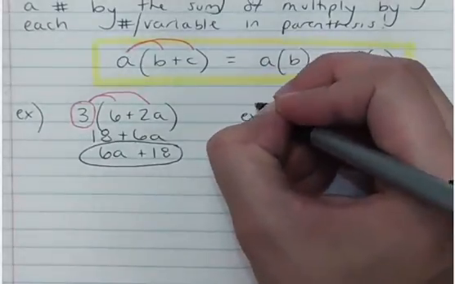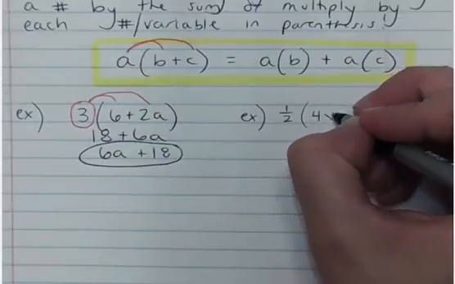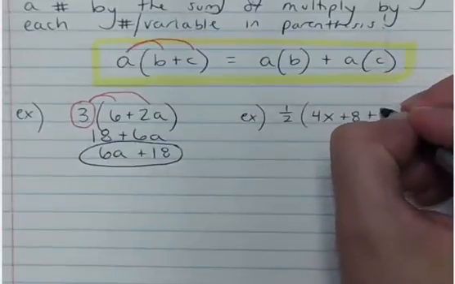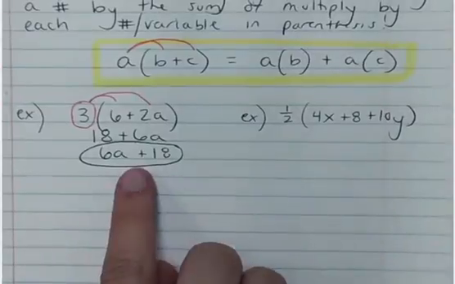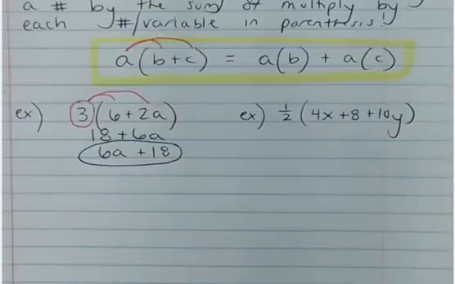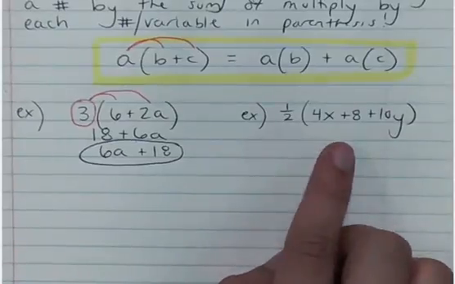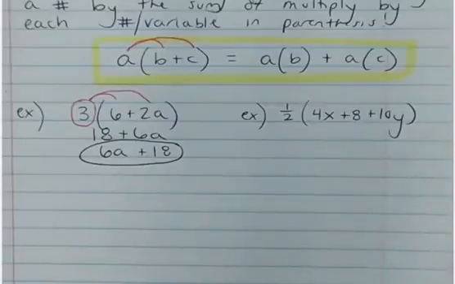Let's try another one with a fraction. Let's have 1/2 parentheses 4x plus 8 plus 10y. Now as you're working on this, I want you to be able to answer what number am I going to distribute, how many times am I going to be distributing, and how many terms are in my final answer, or my final simplified expression. So again, what number am I going to be distributing here, how many times am I distributing it, and how many terms am I going to have in my final answer.